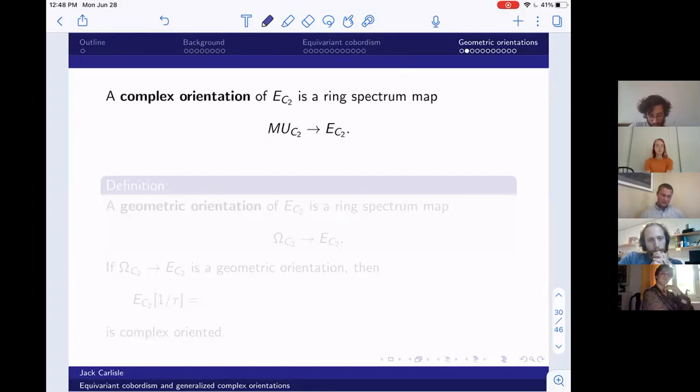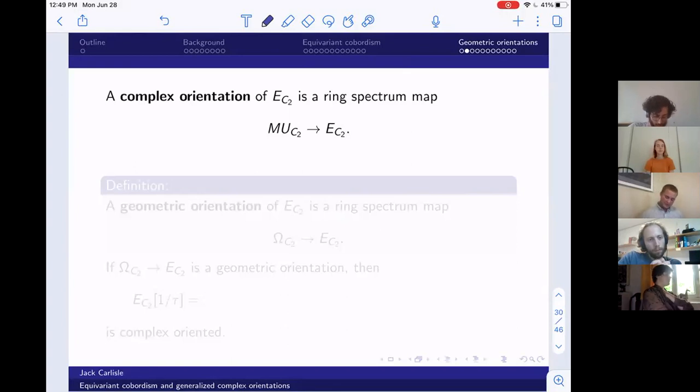So let me remind you that a complex orientation of a C2 spectrum is just a ring spectrum map from MUC2 to EC2. This was the theorem of Cole, Greenlees, and Kriz, which says that complex orientations, while they can be defined as a certain cohomology class, are in fact classified by the spectrum MUC2.